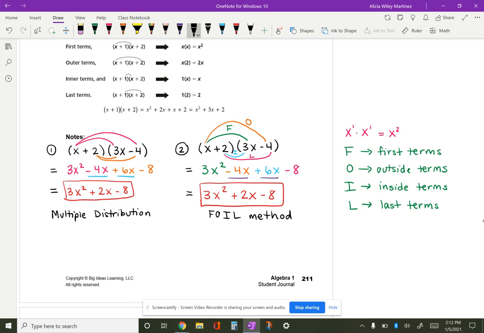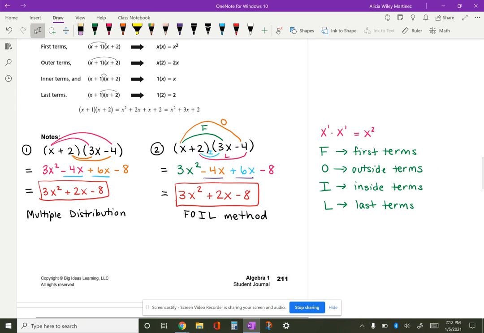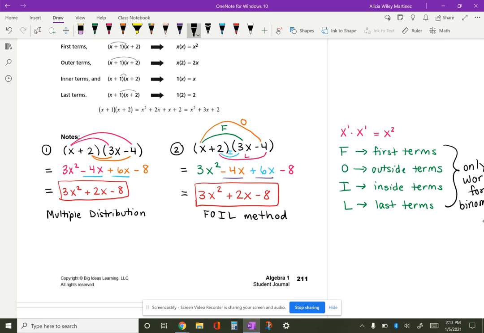Now, FOIL method is nice, but it is a trick. Okay, and tricks don't always work. Kind of like shortcuts don't always work. This really only works for binomials. So what about when you have binomials and trinomials, right? That's why I kind of like the multiple distribution, because it always works. It will always work. Okay.